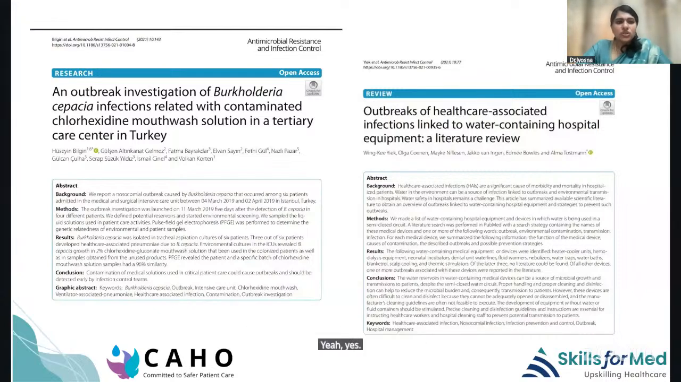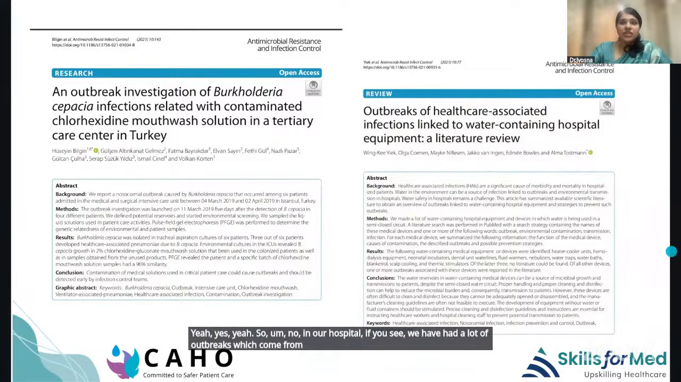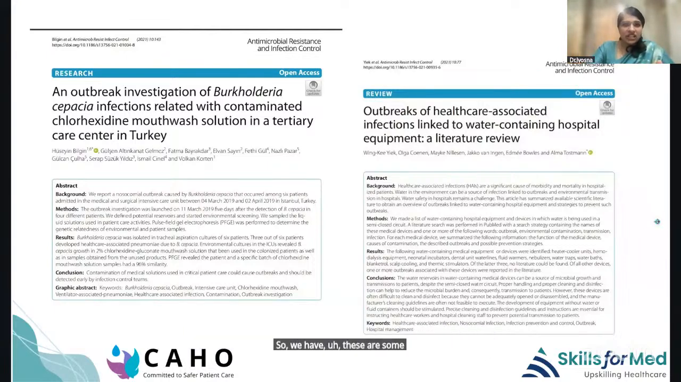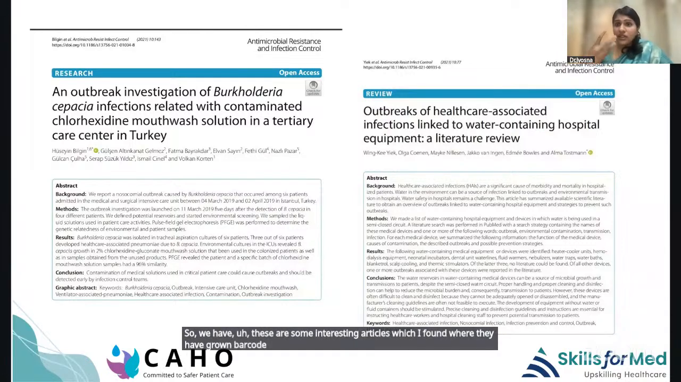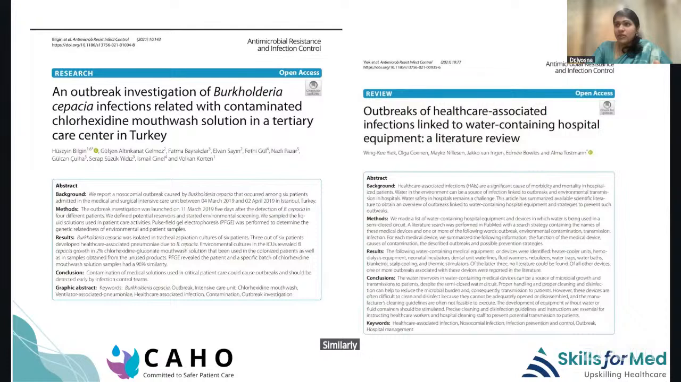Yes. So in our hospitals, we have had a lot of outbreaks which are basically water associated. These are some interesting articles which I found where they have grown Burkholderia from the chlorhexidine mouthwash, which led to a lot of ventilator associated pneumonia cases. Similarly, the water that we use in our CSSD and in our ICUs, if it gets contaminated, again it can cause a lot of healthcare associated infections.